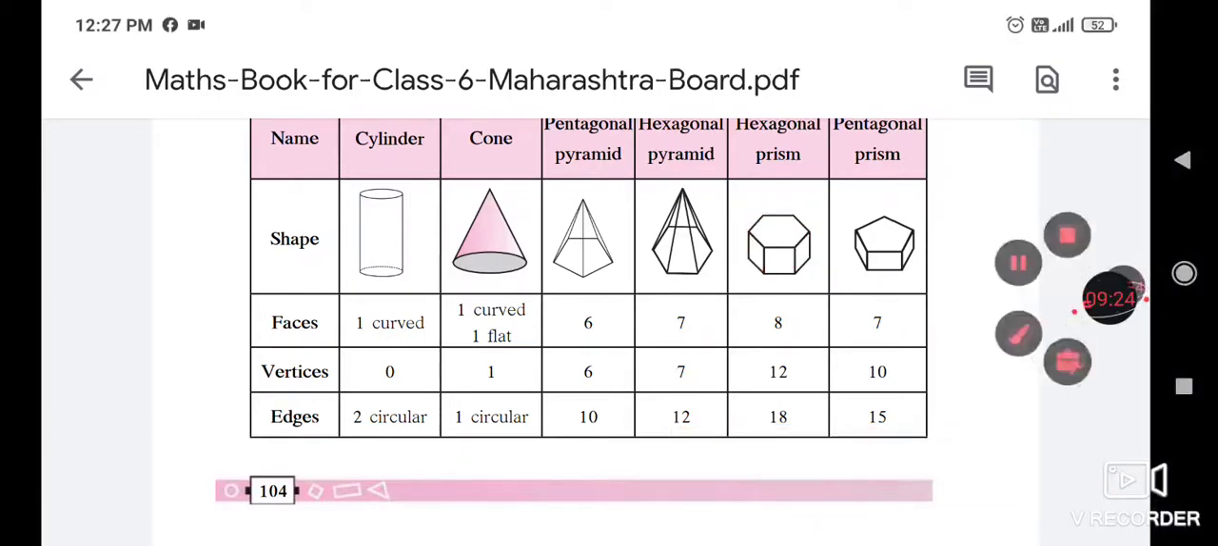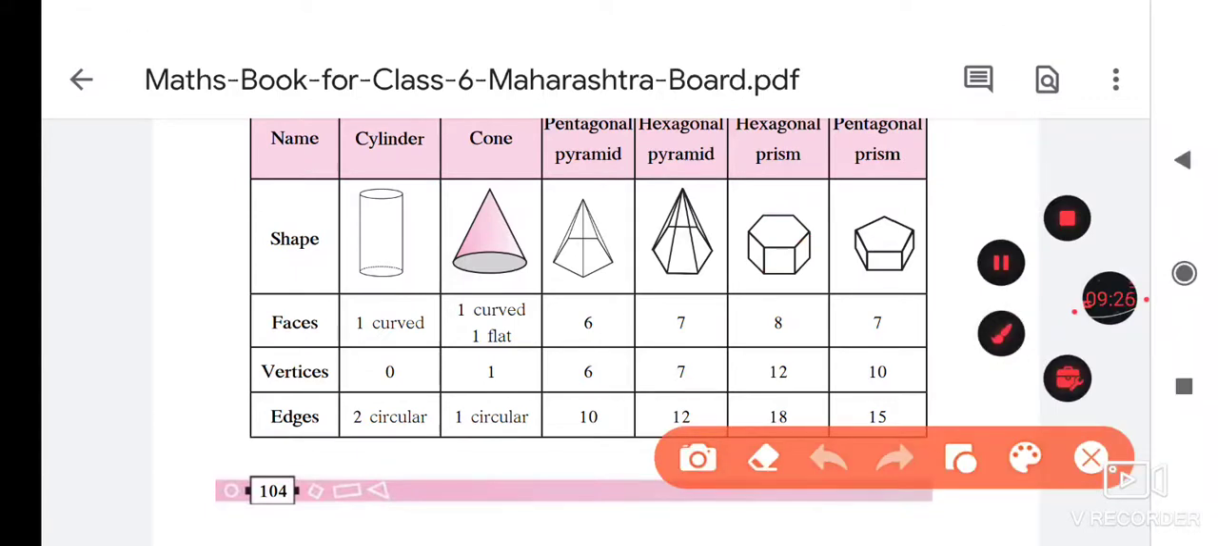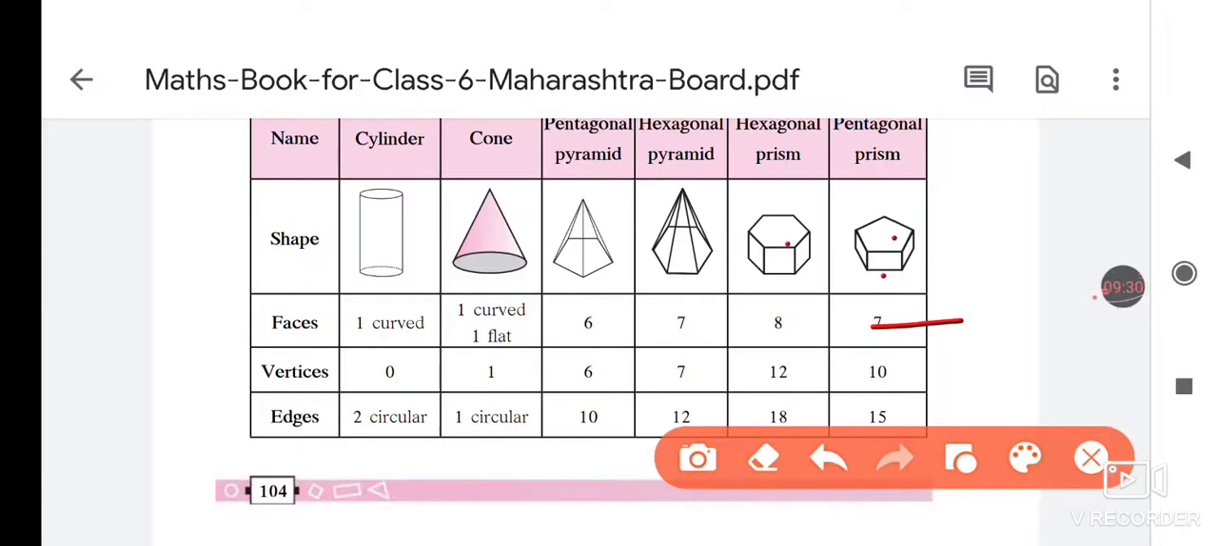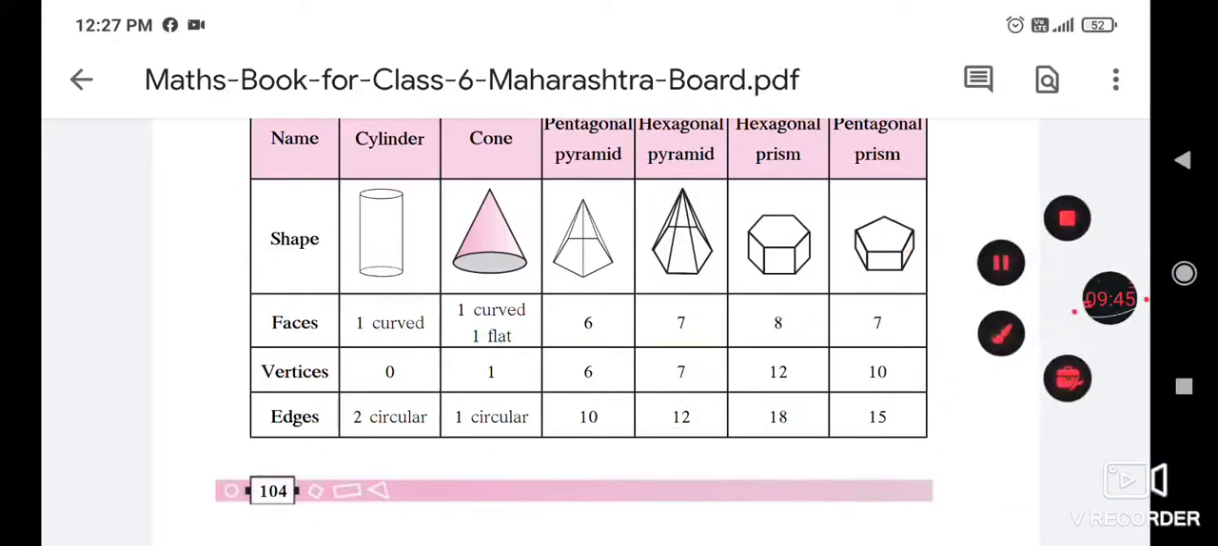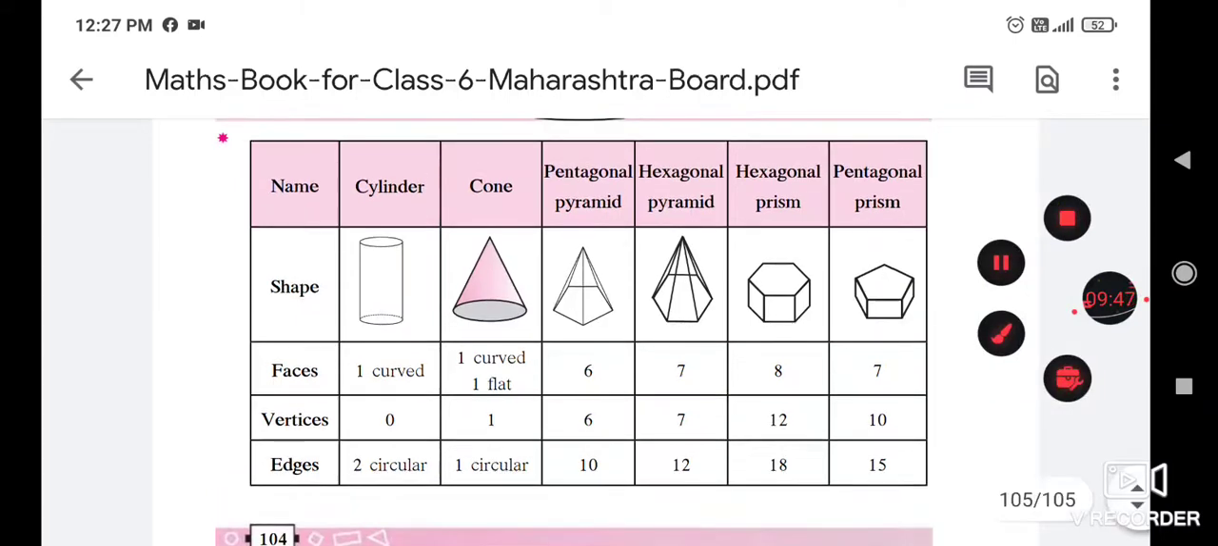And for the pentagonal prism, same, 5 faces for the pentagon plus 2, that's why 5 plus 2. Here the hexagon means 6 plus 2 faces are there. How many vertices does the pentagonal prism have? Above 5 and below 5, 1, 2, 3, 4, 5, and 5 plus 5, 10 vertices. And how many edges are there? 15 edges are there.